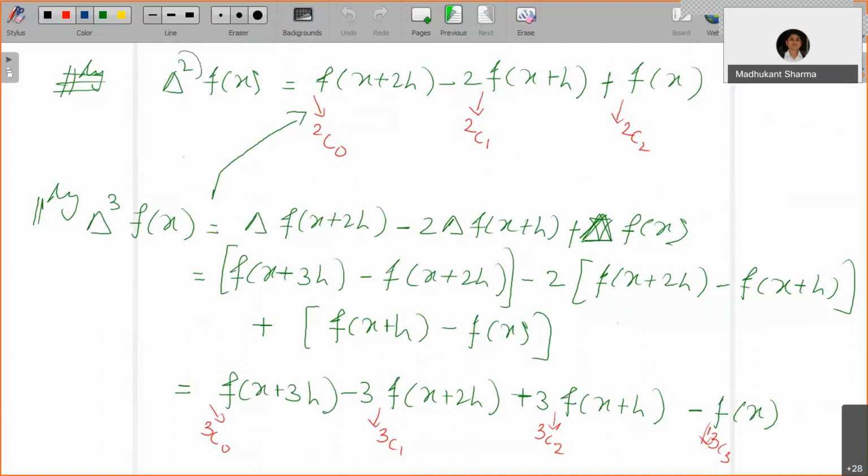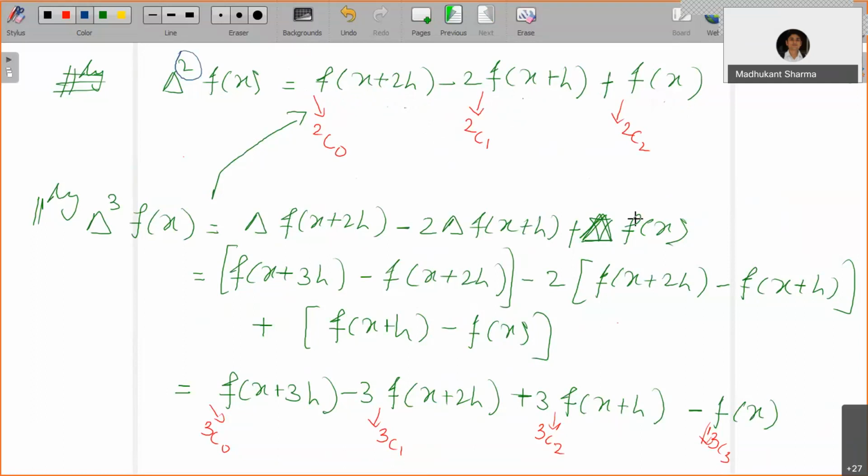This power is how many times the operator is applied. Right now we are only going with integer orders. The first coefficient is 2C0, then minus 2C1, then 2C2. One more pattern you can observe is positive, negative, positive, meaning the sign alternates. The third thing is the function values: first at f(x+2h), second at f(x+h), third at f(x). Keep these things in your mind.